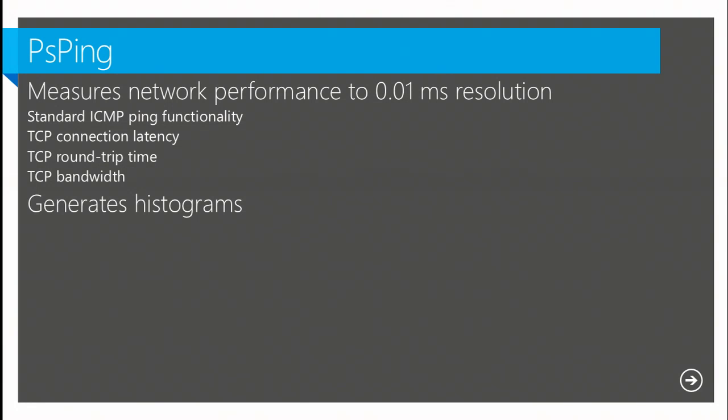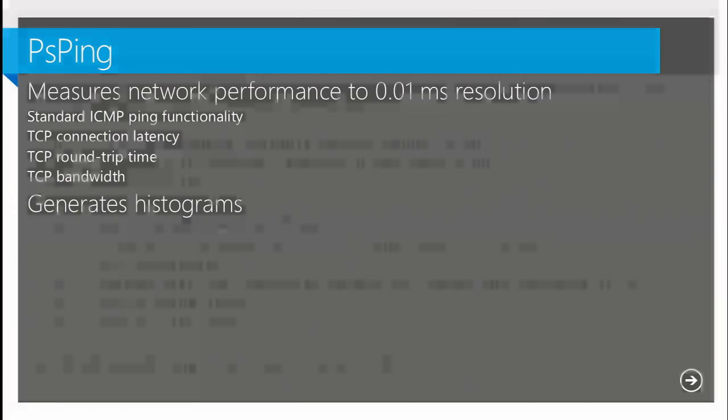PsPing shows you stuff to a fairly high resolution. This will show you network performance to 1/100th of a millisecond resolution. It has the standard ICMP ping functionality to just do an ICMP echo and things like that. It can also do TCP connection latency, TCP round trip time, TCP bandwidth, and it can generate histograms.